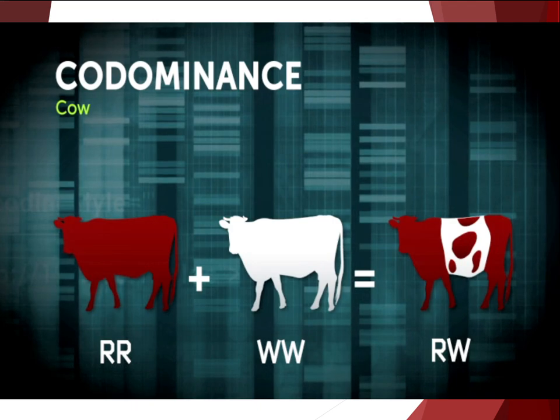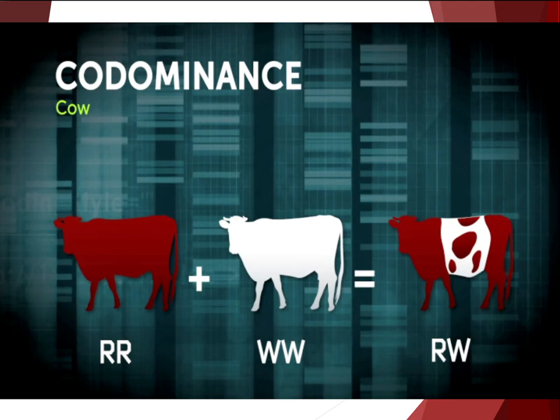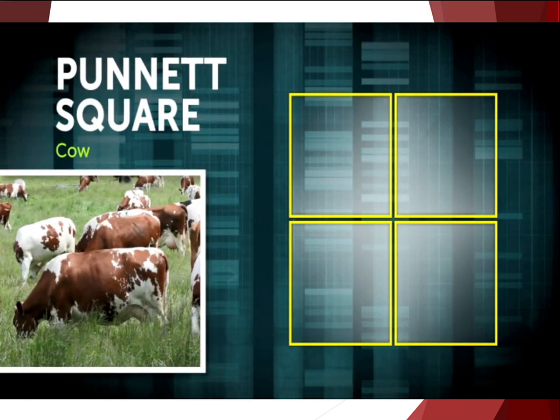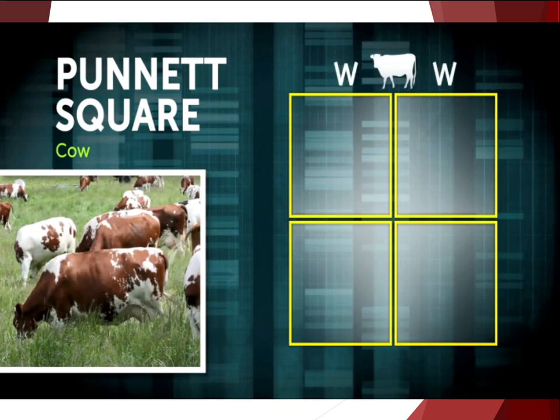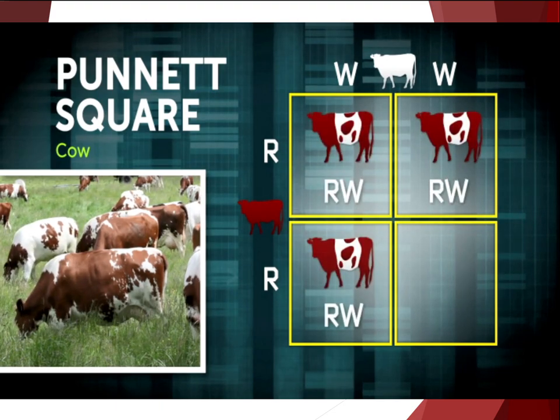Going back to our spotted white and red-brown cow, we can now see that this is a result of codominance. Spotted cows are heterozygous for coat color and are codominant. Therefore, both colors are expressed and appear on the coat. If we set up a Punnett square for a cross between a homozygous white cow and a homozygous red-brown cow, we can see that all the offspring would be spotted.